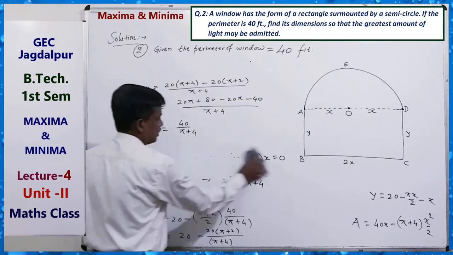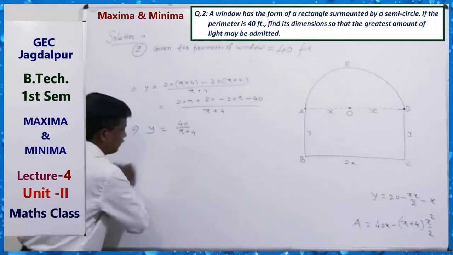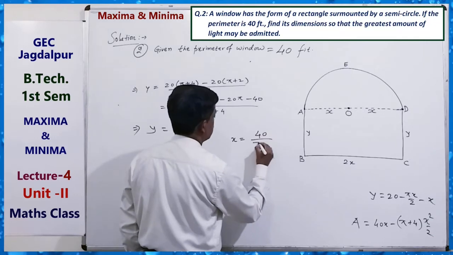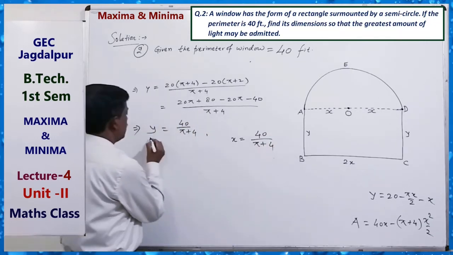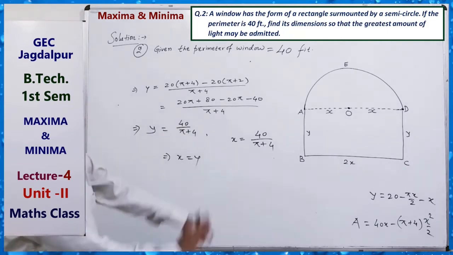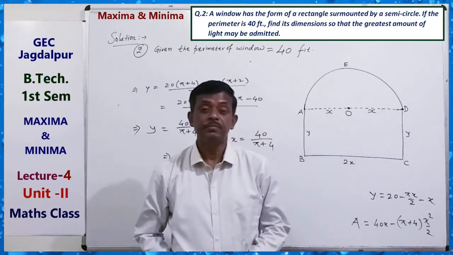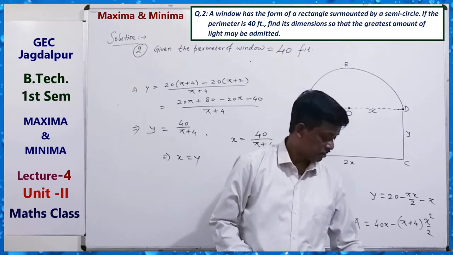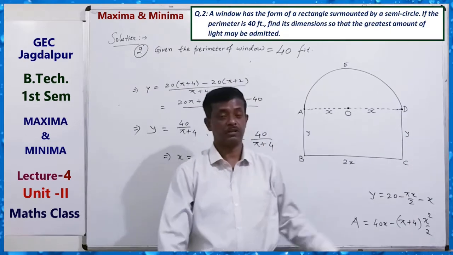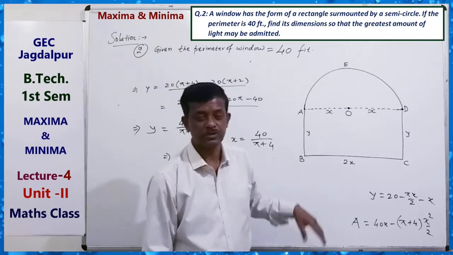The x equals 40 by pi plus 4, y equals also 40 by pi plus 4. Okay, so we can see that x equals y. So we can see that the area of the window is maximum when the radius x and y are equal, that is the height of the rectangle.